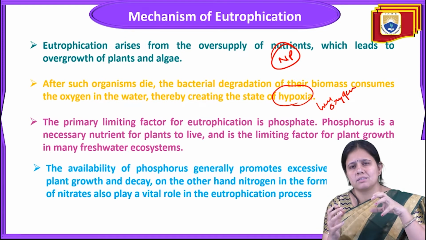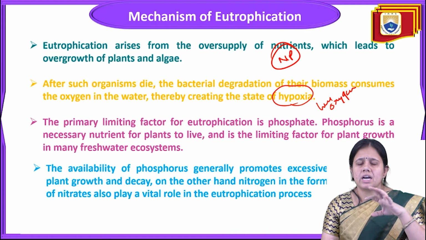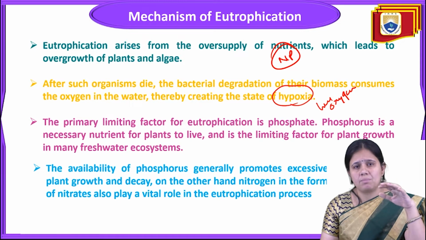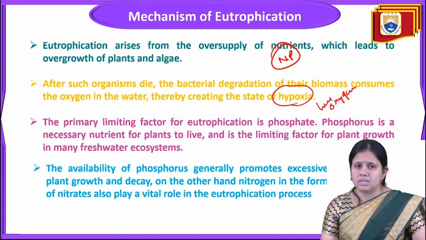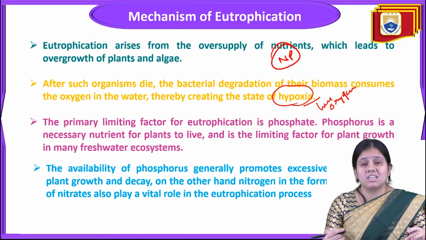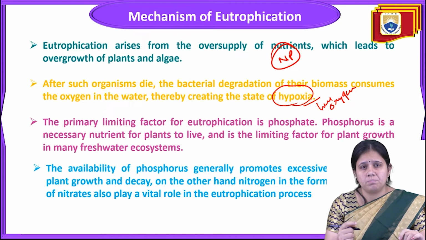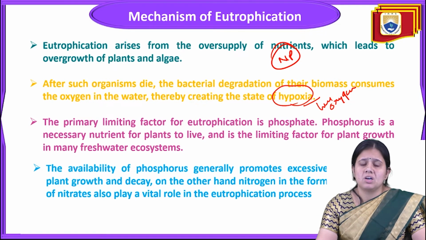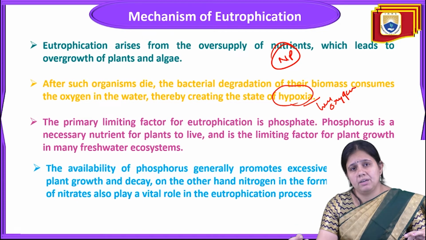So there is a scarcity of oxygen. This kind of state is called hypoxia, meaning oxygen is present in a very small amount. If oxygen is not present, automatically many organisms will die. Sedimentation will occur, and no sunlight will reach the bottom of the lake.